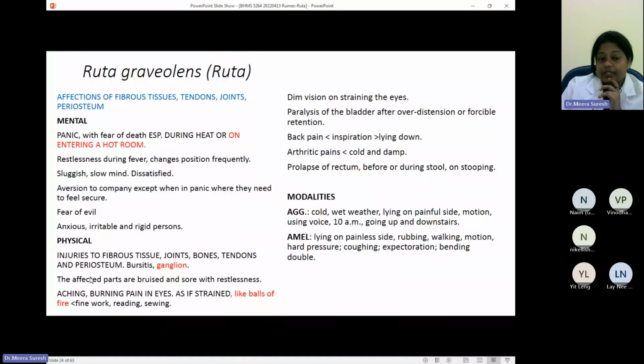Then, injuries to the fibrous tissue, all the joints, bones, tendons, and here you can see bursitis or ganglion formation.